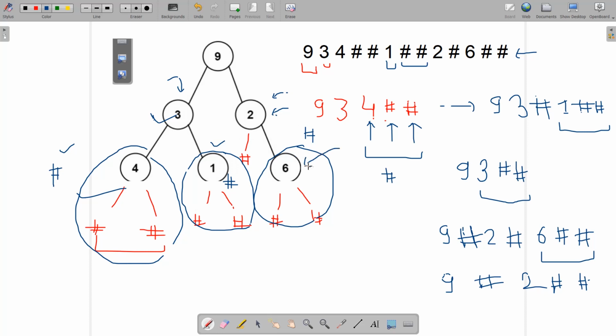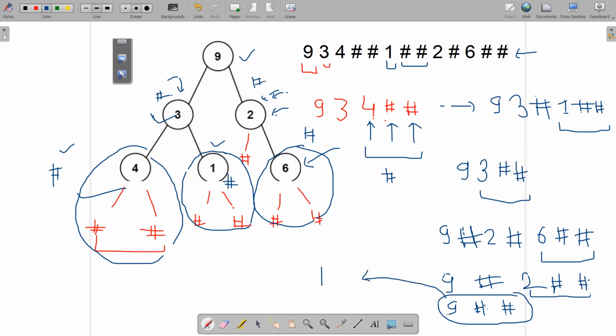Now here comes the specific pattern. It means that node with value 2 is also a valid serialization. So it is being represented by 9 hash and hash. This is the current state of the stack of characters. Now again this is a valid orientation, a valid pattern that we want. It means that 9 is the root node, left is already hash, right is already hash. It means that this should be replaced with hash.